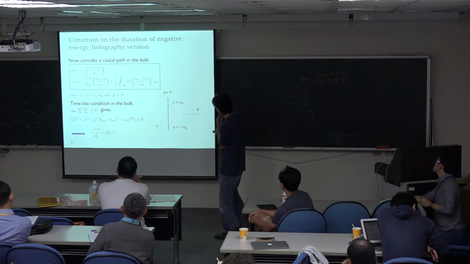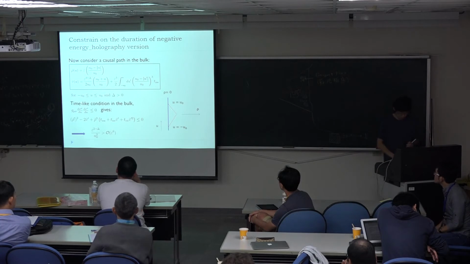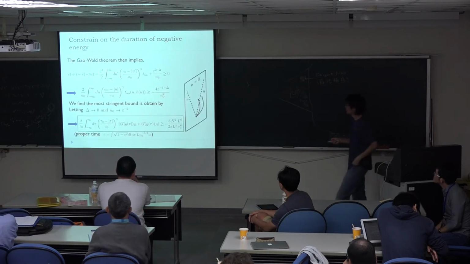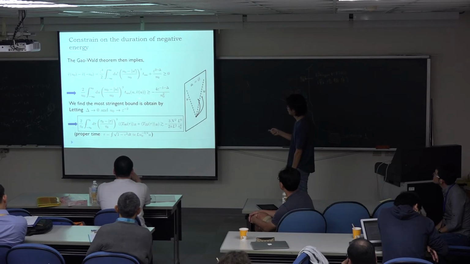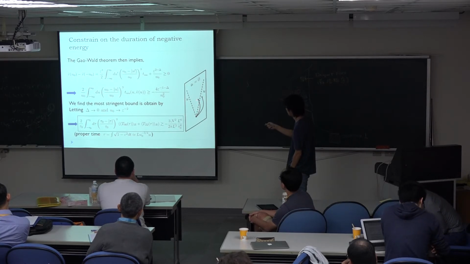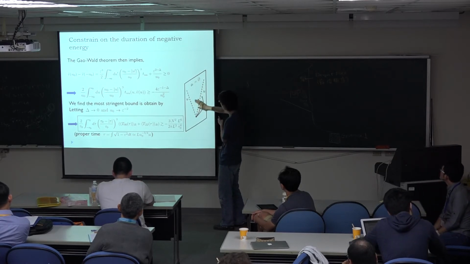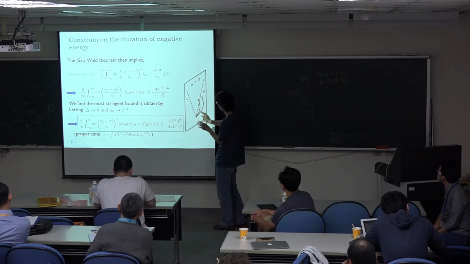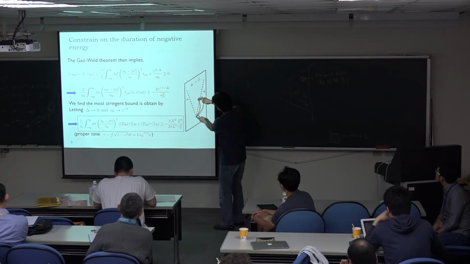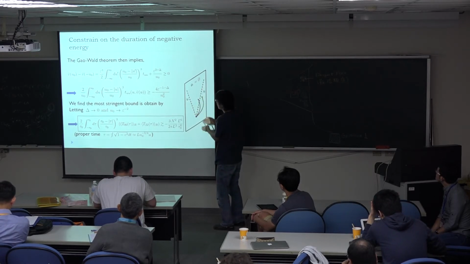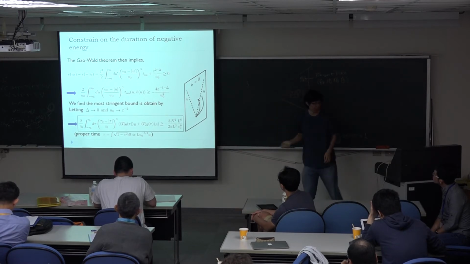And then using the Gauss theorem, you can obtain this inequality. This inequality tells you that if the bulk path is time-like, then the projection on the boundary also needs to be time-like. So you cannot go outside the light cone in the boundary. This plane is the boundary plane. So if you choose a particular time-like path, then the separation in the boundary needs to lie inside the light cone. So this is basically the condition.